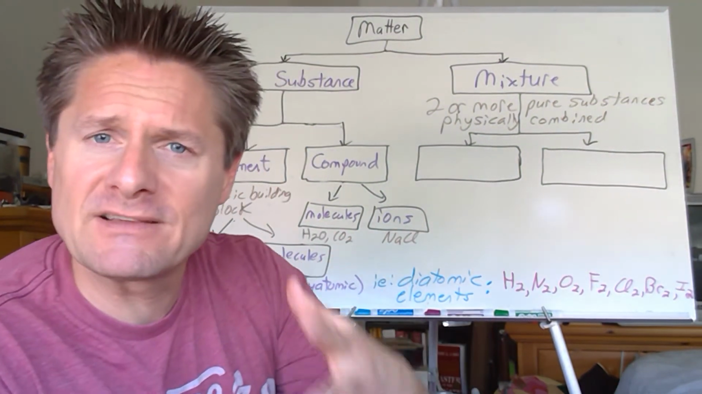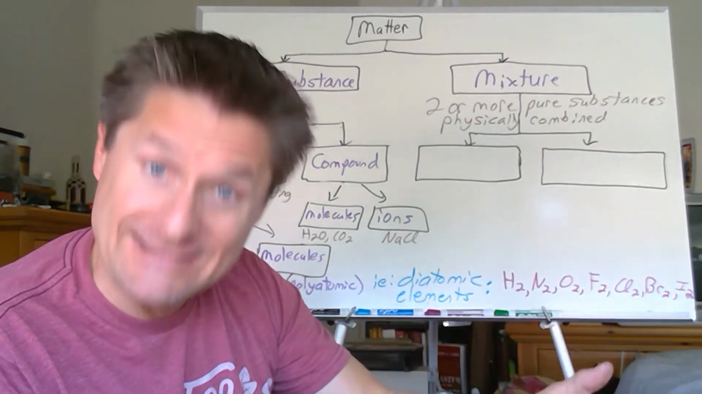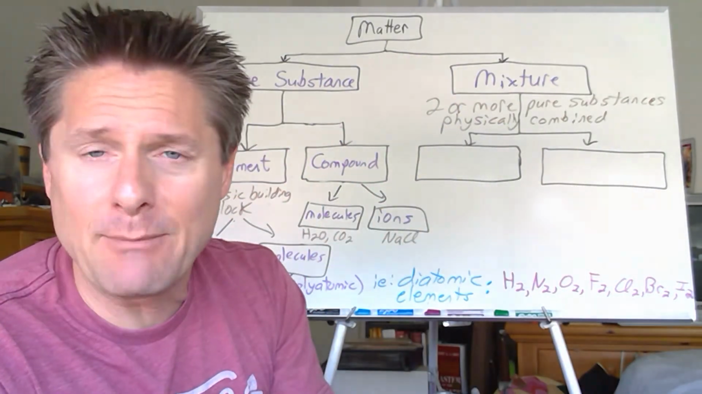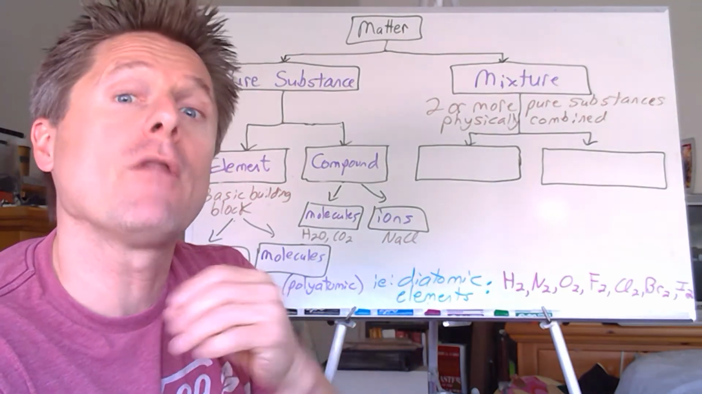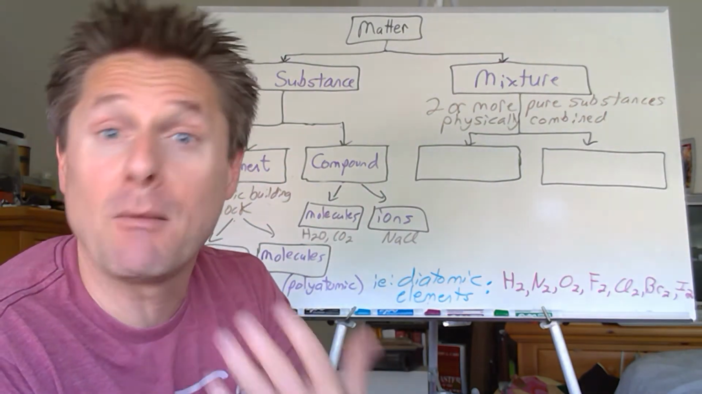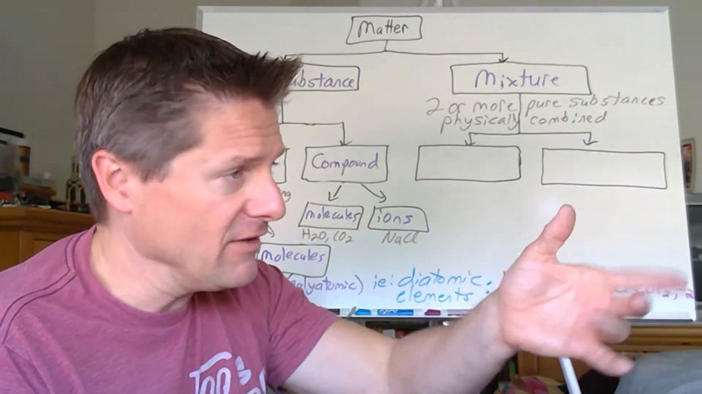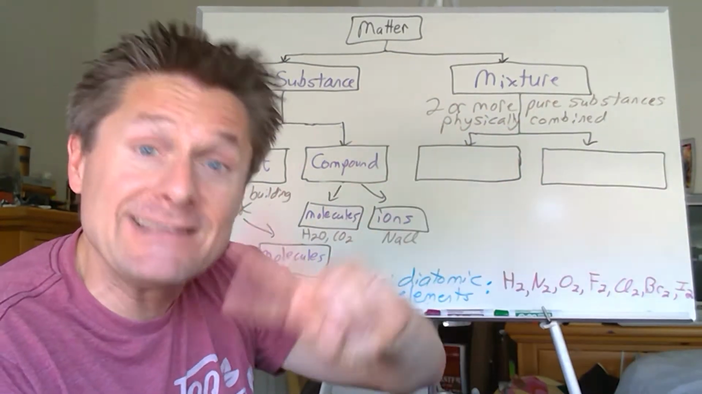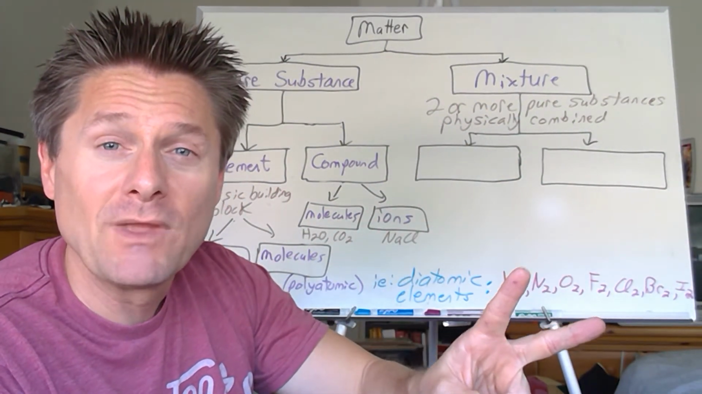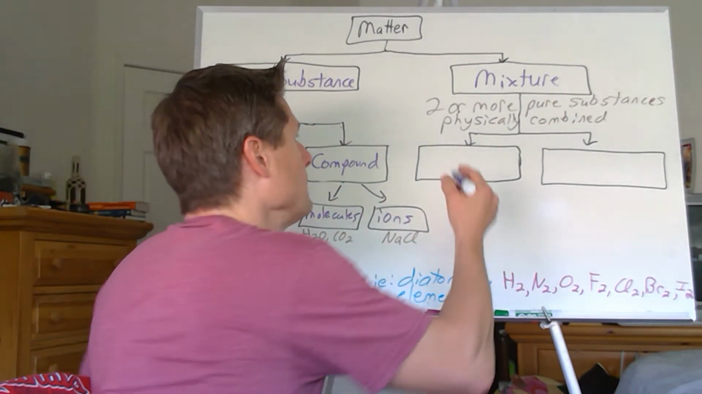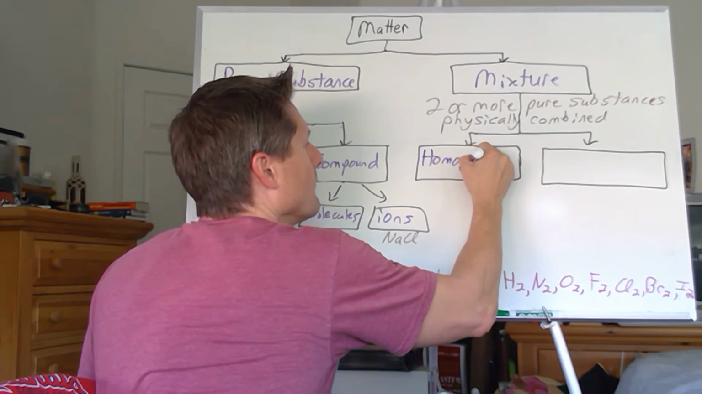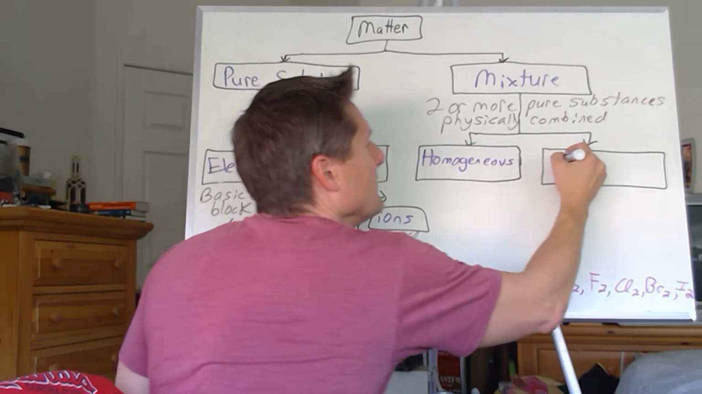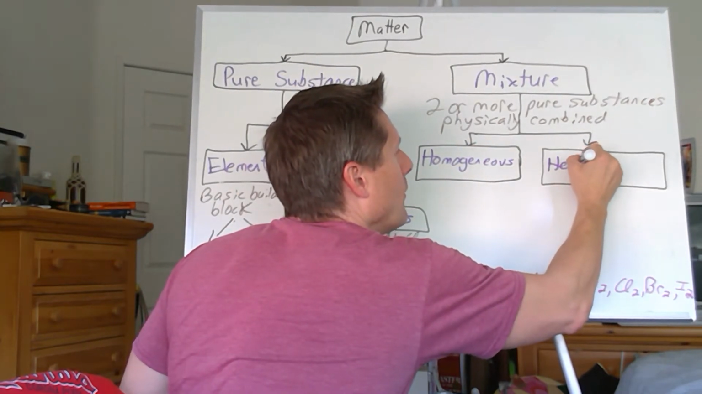And we use the prefixes. Homo means same, hetero means different. So if it looks the same throughout, it looks like one substance because they mix so evenly, we call that a homogeneous mixture. Some people say homogenous. And if it's not mixed evenly, and you can definitely see two or more pure substances in there, we call that a heterogeneous mixture. So this will be homogeneous. And this will be hetero.